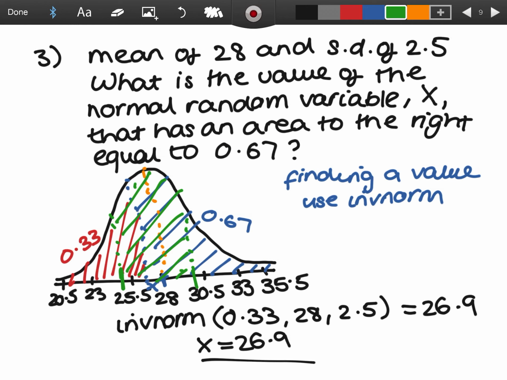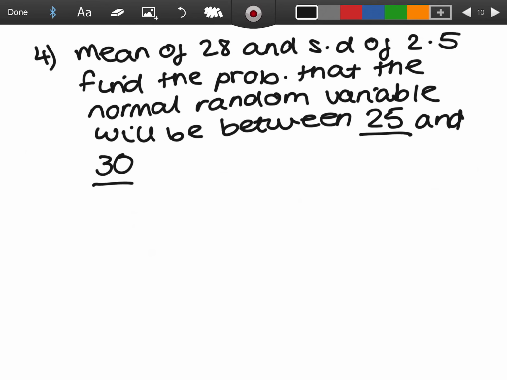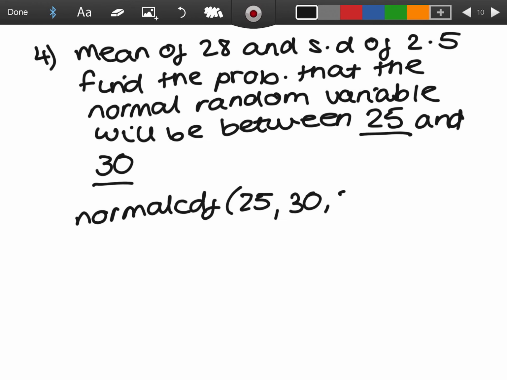It's a probability, which means I'm looking at the area under the curve between those 2 points. So what do I use? I use normal CDF. In this case, I have been given a strict upper and lower bound. I know my lower bound is 25 and my upper bound is 30. I'm not looking at a greater than or a less than. I know what my bounds are. So I can just go ahead and go to normal CDF, and I can plug in my lower bound, my upper bound, my mean, and my standard deviation.